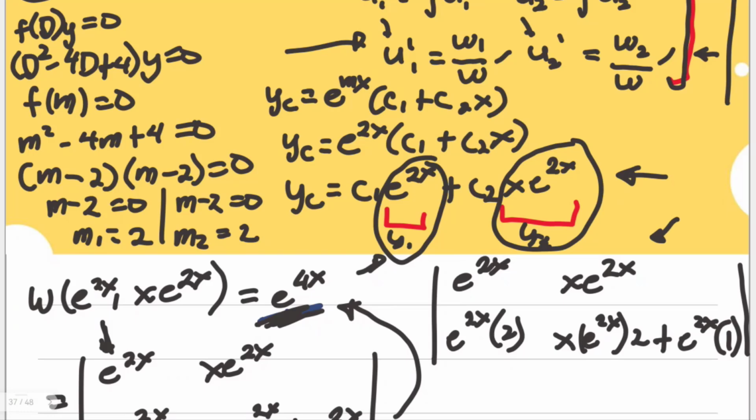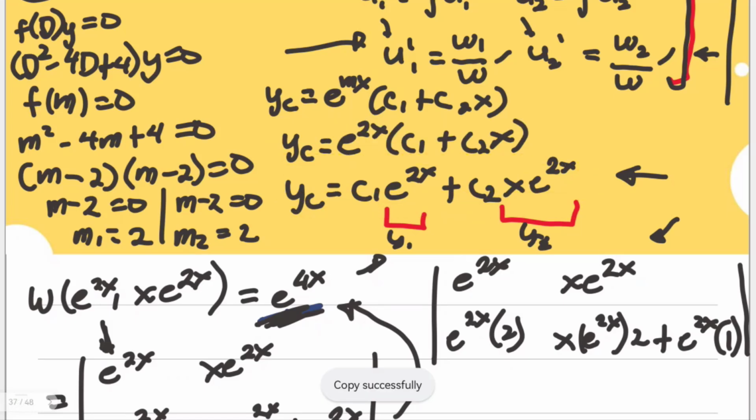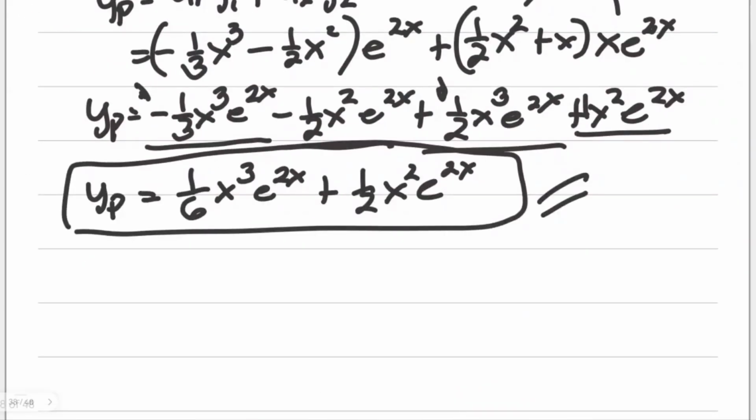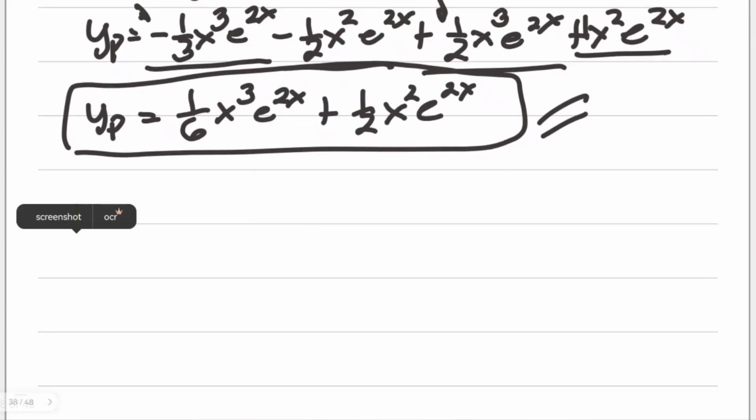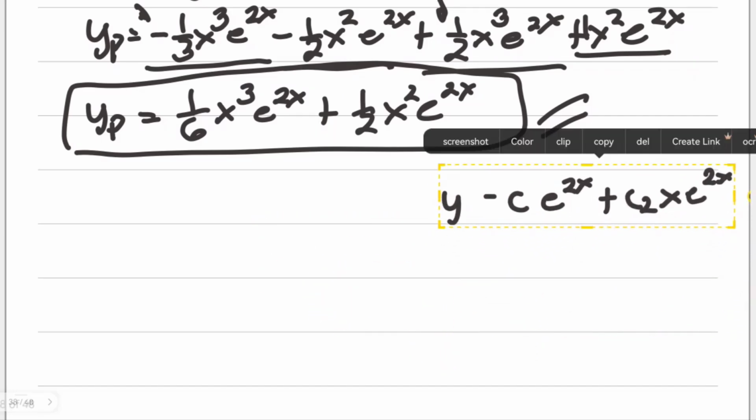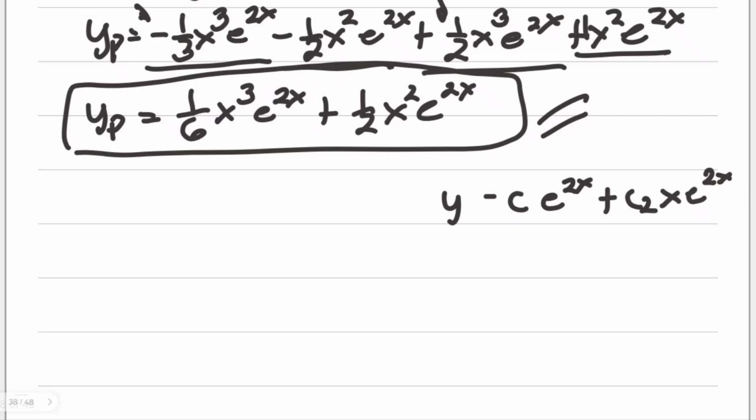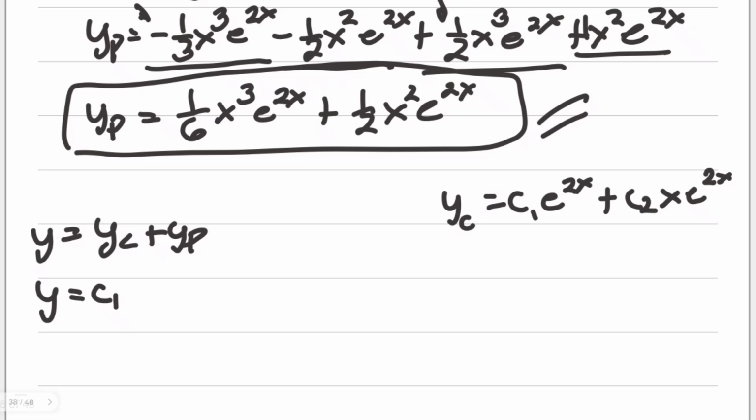Let me erase these circles here, because I'm going to copy this for our y sub c. Copy that and move it on the other page. Because the solution of y, sorry for this, let me paste it here. Okay, this is our y sub c. If I'm correct, this is our y sub c. Because our y is y sub c plus y sub p. So simply combine them, you will have c sub 1 e to the power of 2x plus c sub 2 x e to the power of 2x.